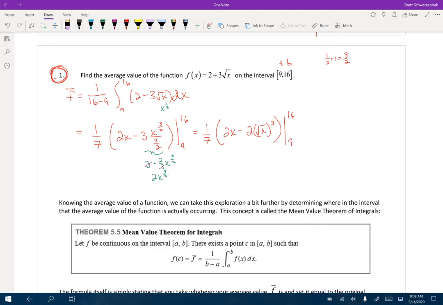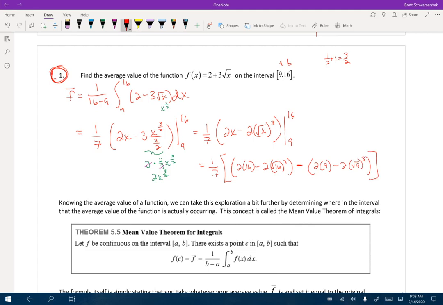For the next step, we could take out a 2, by the way, here. And part of me wants to because it's the same number for both of them. But why don't we just leave it the way it is so we don't get a lot of confused students. So 1/7, this time I'm going to throw my bracket in. Why? Because I have to do 2 times 16 for the first part, 2 times the square root of 16 cubed for the second part, then minus, in parentheses again, 2 times 9 minus 2 times the square root of 9 cubed, all in the bracket.